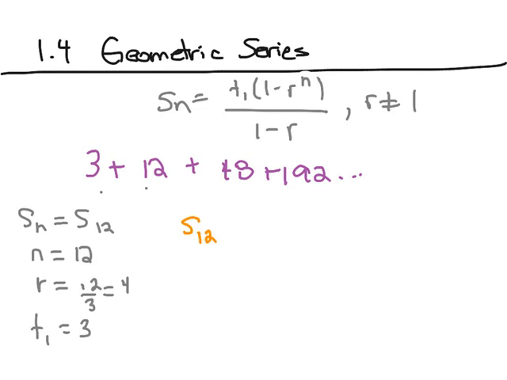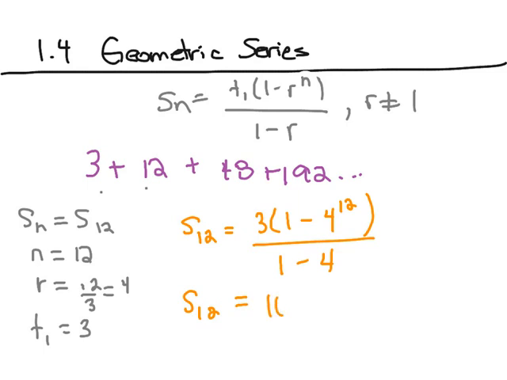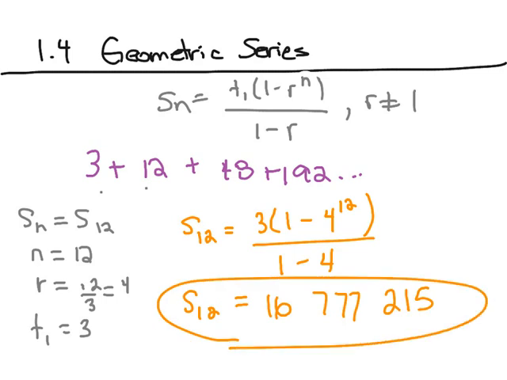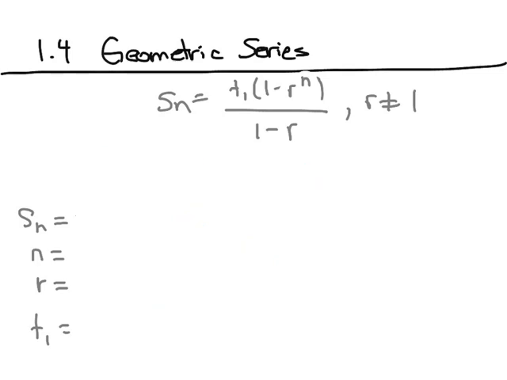So we plug this into our equation. S of 12 is equal to 3 bracket 1 minus 4 to the power of 12, divided by 1 minus 4. And when you type this into your calculator, you should get 16,777,215. So the sum of the 12 terms would be this.